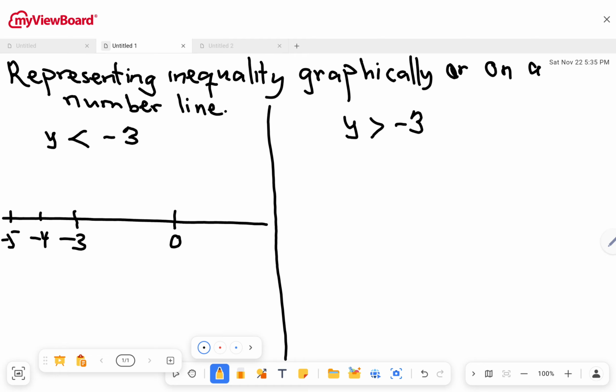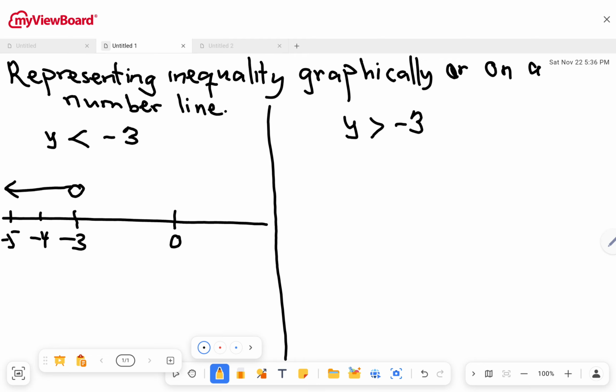So it means that all the numbers are coming from the left hand side or are moving to the left hand side like this. So it means that you are going to draw a circle and then you show your arrow to the left hand side.